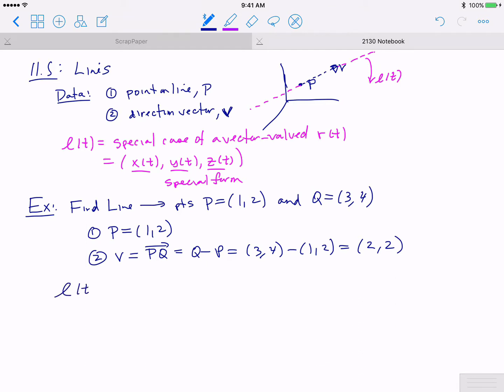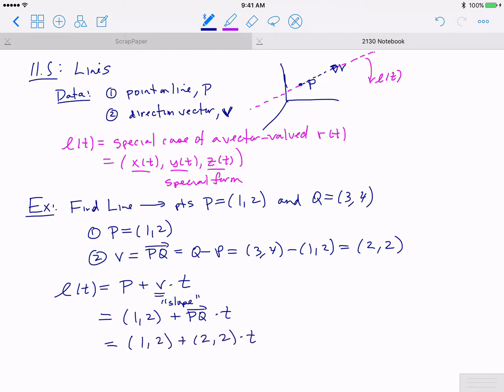So the equation of the line is of the form point P plus the direction vector times t. This is how you construct the line. Notice that V is kind of playing the role of the slope of the line, but it's a slope in multiple dimensions. And P is just a point that the line goes through. So if the point P is (1, 2), and our direction vector PQ is (2, 2), which we just found, then here is one form of the equation of the line. This is maybe called the vector form.